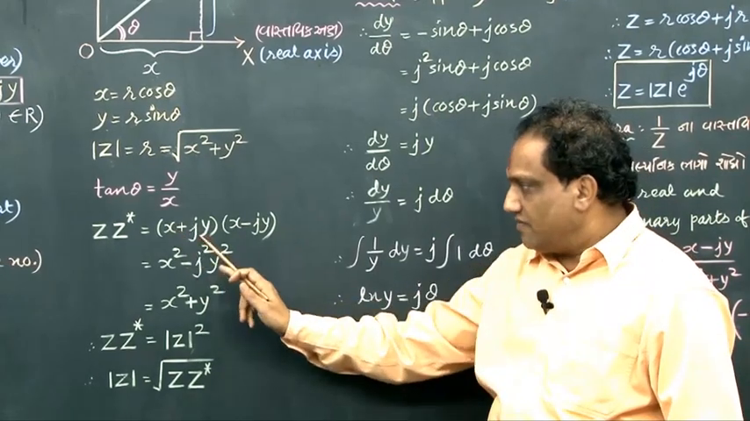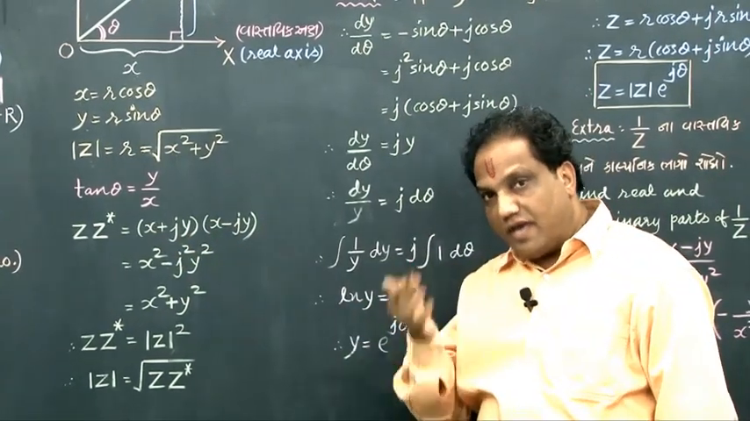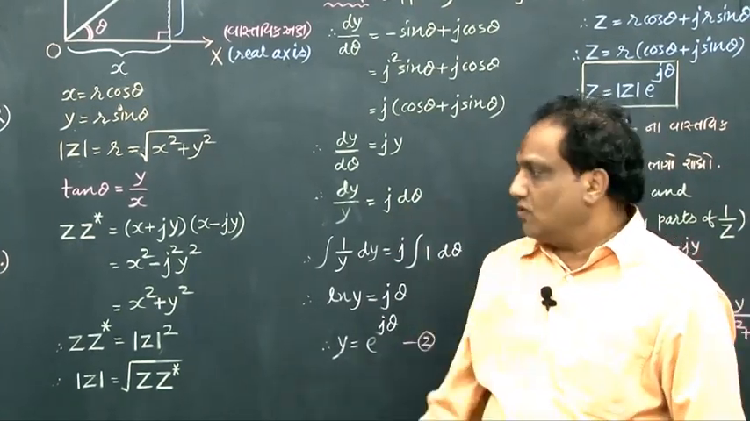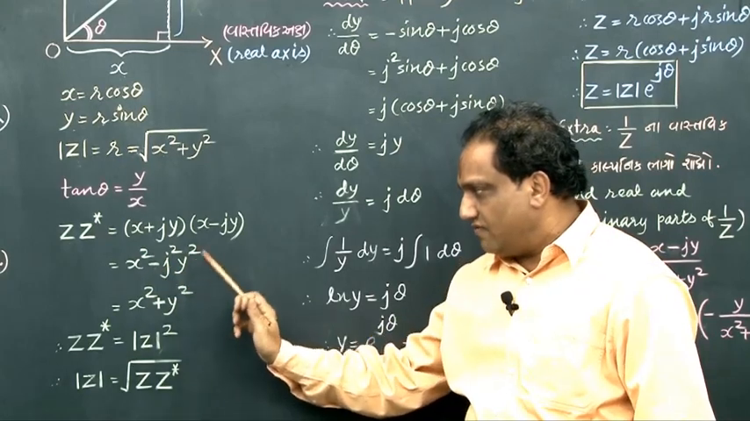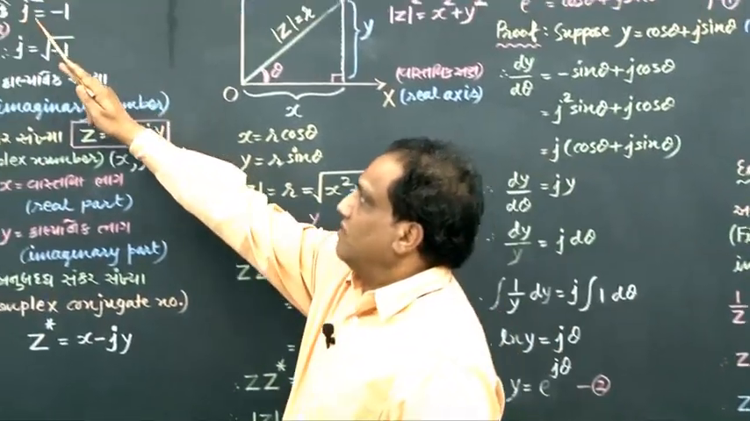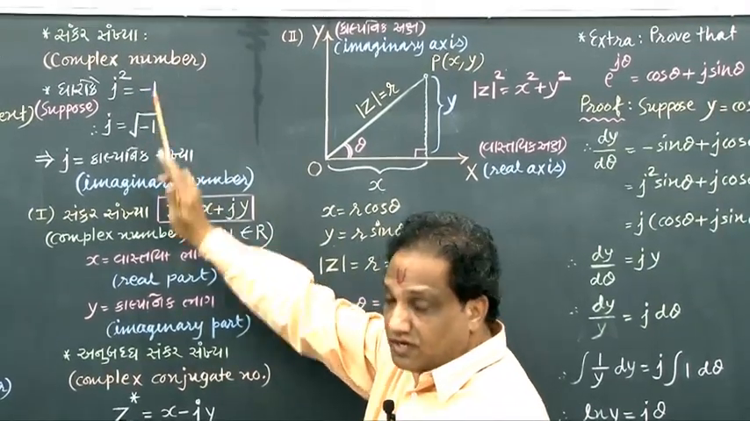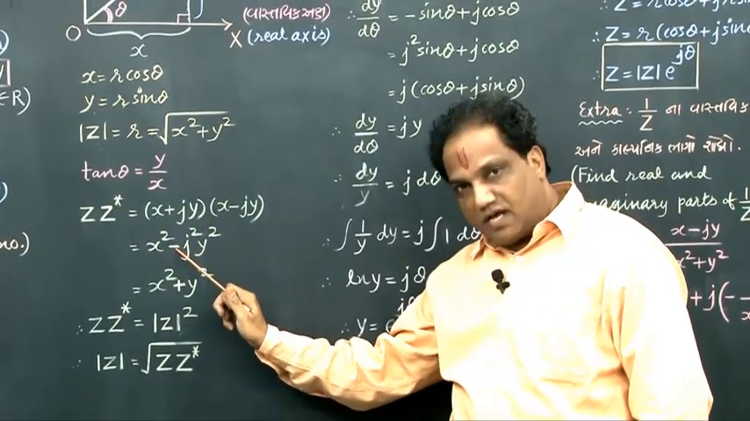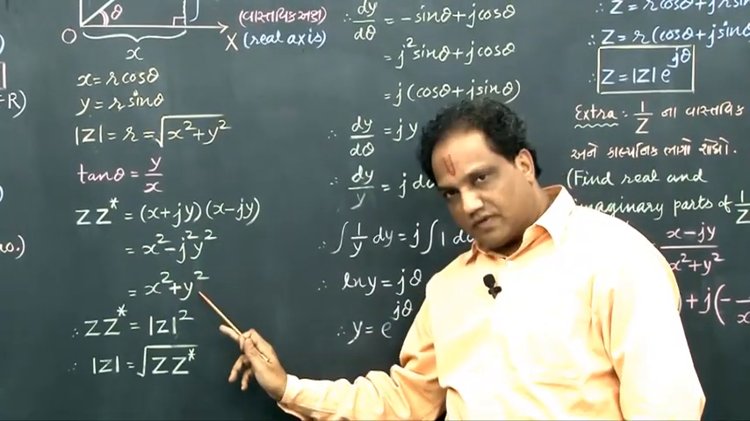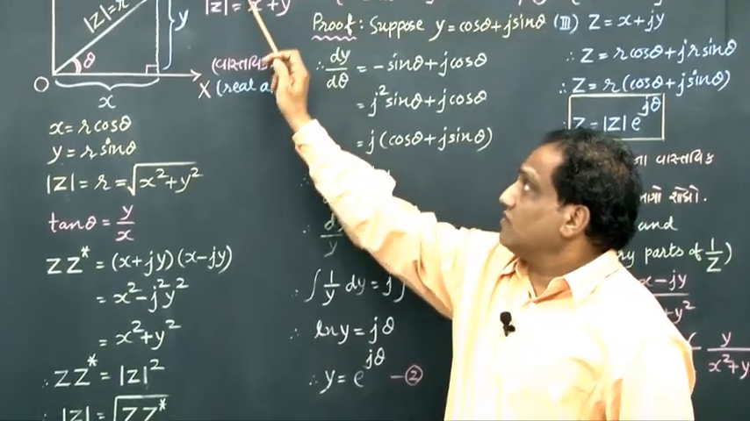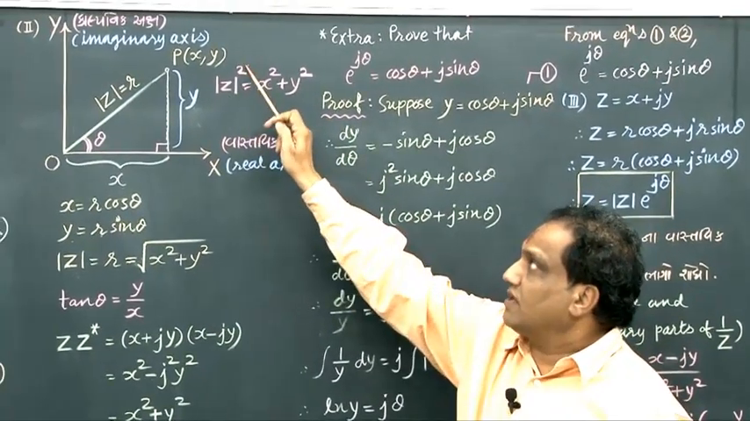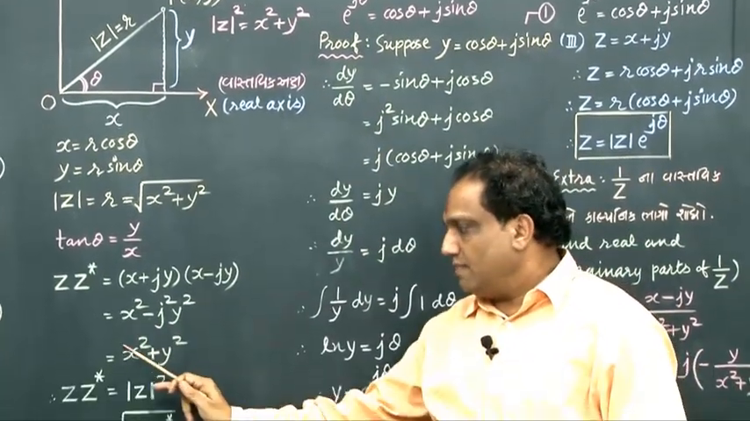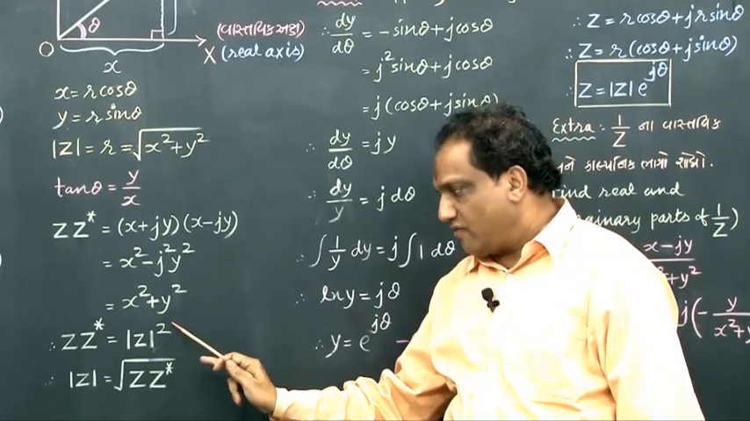Similarly, x plus jy into x minus jy will be x square minus j square y square. But how much is j square? Minus 1. Put it here. Minus minus plus, so it is x square plus y square. But what is x square plus y square? It is nothing but mod z square. X square plus y square can be replaced by mod z square. Put it here.